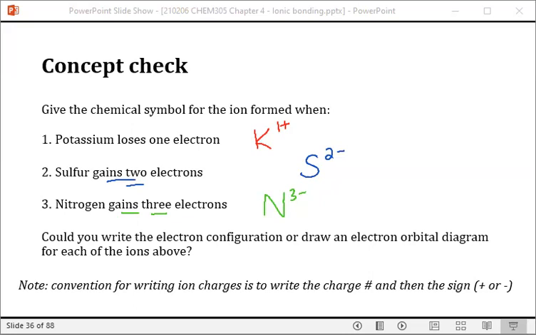And I just put a note on convention. When writing ion charges, the convention is to write the number that corresponds to the charge and then the positive or the negative sign. So you see here when I wrote nitrogen 3-, I put the 3 first, the number, and then I put the sign. And that's just the convention that's used when writing charges: you put the number first, the magnitude of the charge, and then you put the sign.